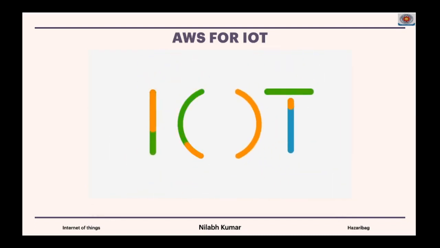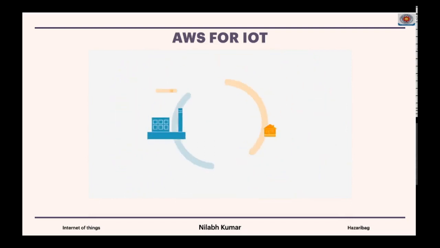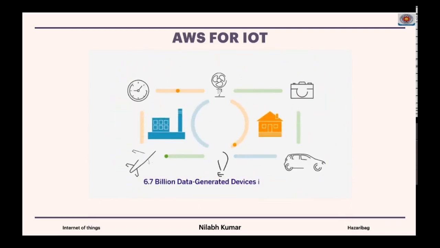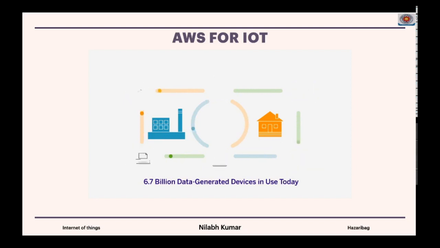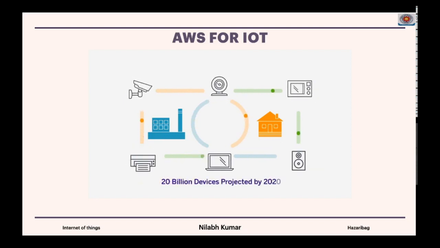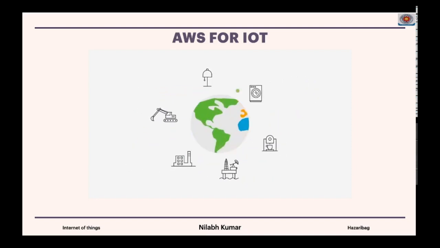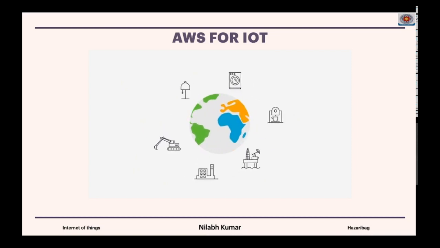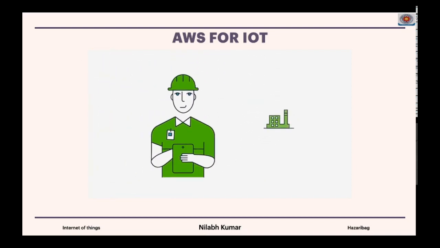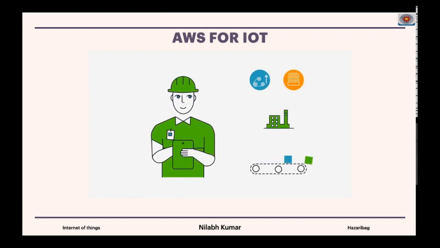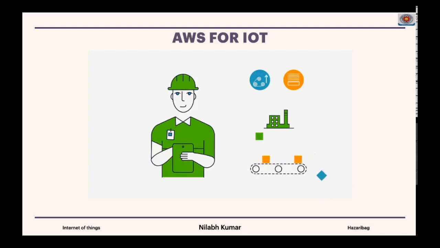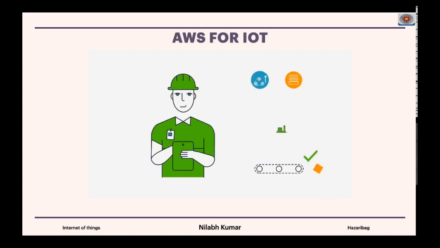The Internet of Things has emerged as a critical driver of our technological future, both at work and at home. With 6.7 billion data-generating devices in use today and 20 billion projected by 2020, the influence of IoT is everywhere, touching nearly every part of our lives. Take Leon. He's a senior manager of manufacturing operations at a large paper factory, responsible for keeping the production line operating at peak performance, meeting strict service level agreements for uptime and output.